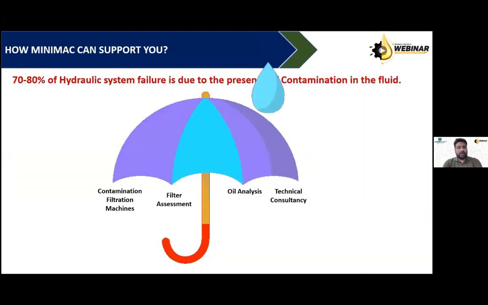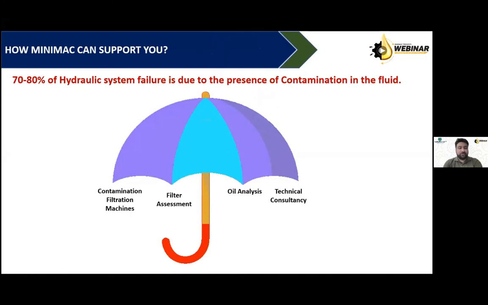Now, we have all heard many times that 70 to 80% of hydraulic system failures can be traced to contamination present in the hydraulic systems. And in order to handle that additional contamination and upgrade your hydraulic systems, you need to have certain elements in your program. And those elements are, first, a proper purification machine or filtration machine, or a contamination control program.